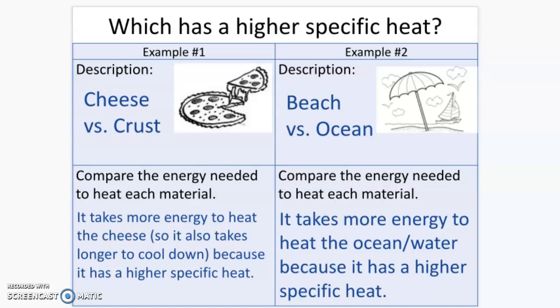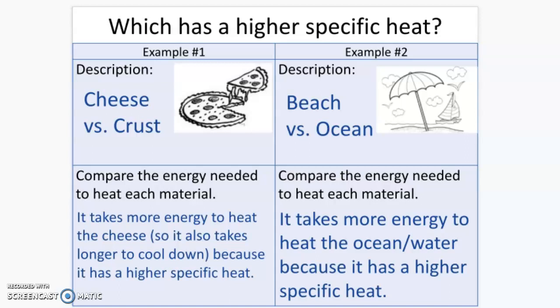And in that period of time, the crust has cooled down a little bit. So we might be able to hold the slice, we might be able to bite the crust and not burn the roof of our mouth, but sometimes we will burn the roof of our mouth on the cheese. And the reason for that is because the cheese is taking a long time to cool down due to its high specific heat.